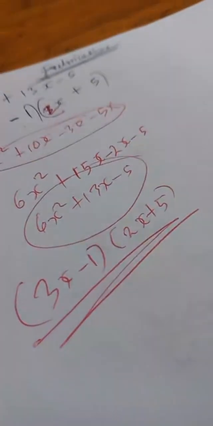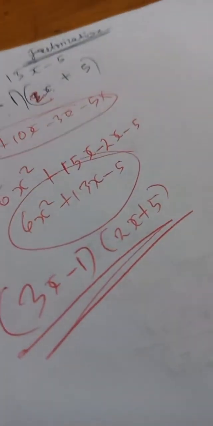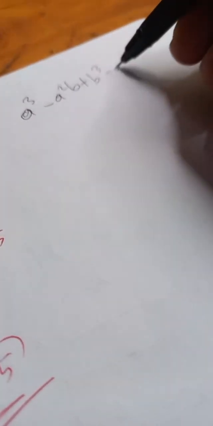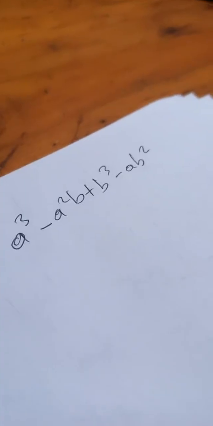Let's factorize this last question, guys. And then we rest for the day. And then we rest. A cubed minus a squared b plus b cubed minus a b squared. Right.